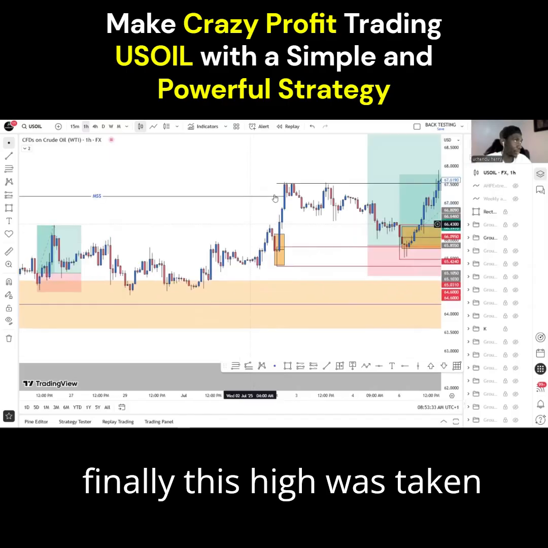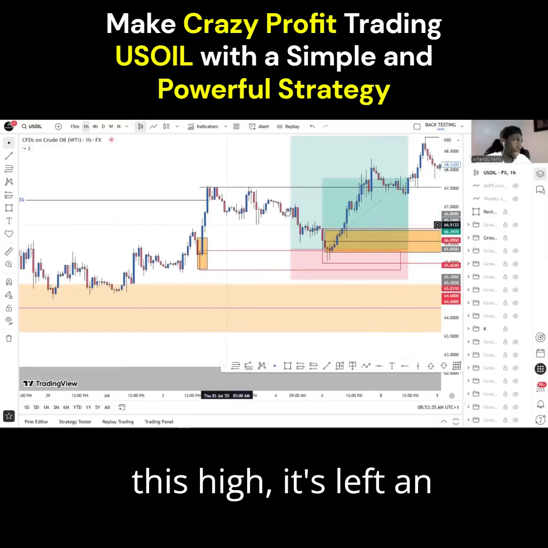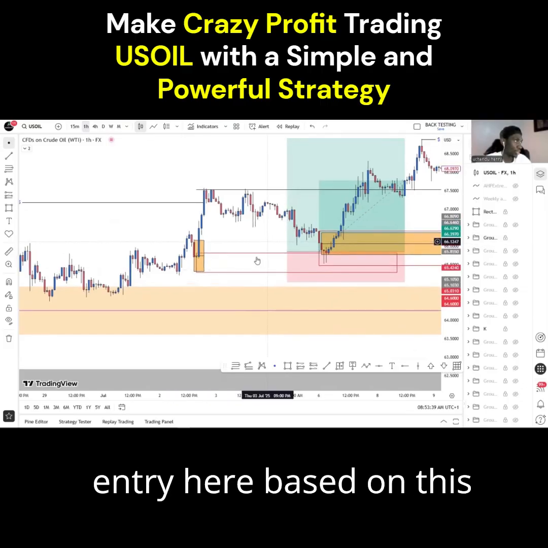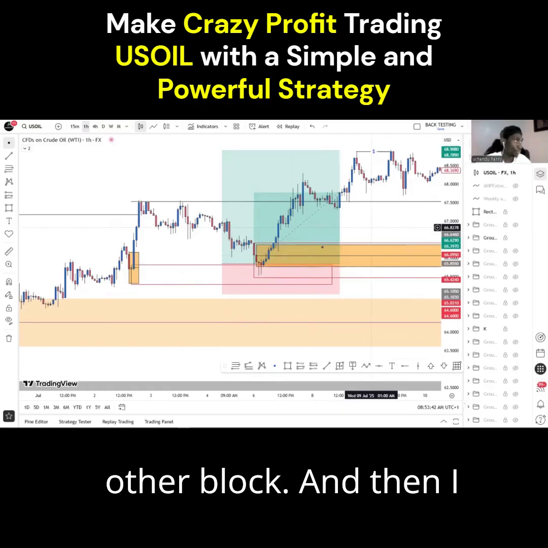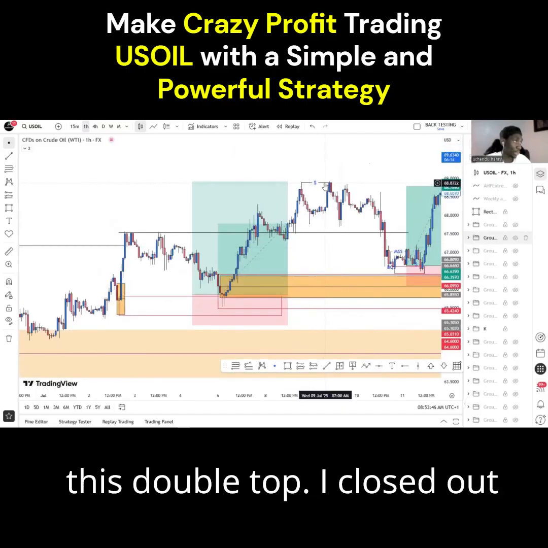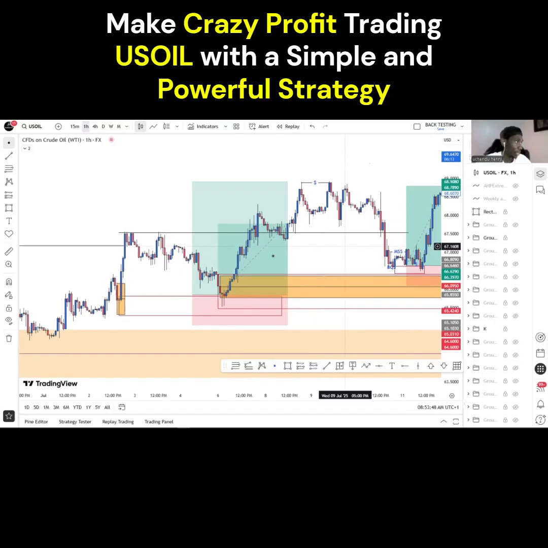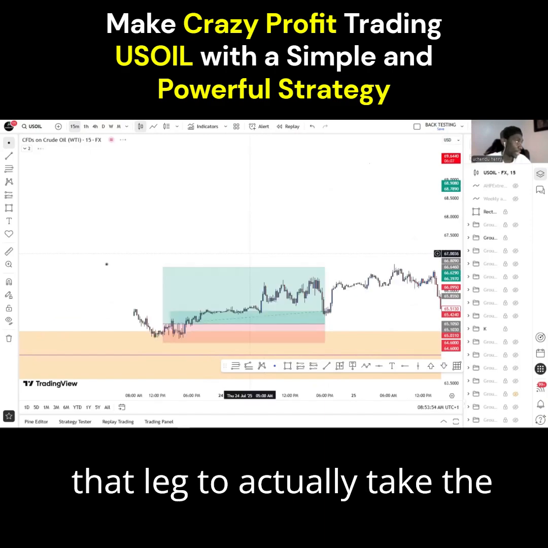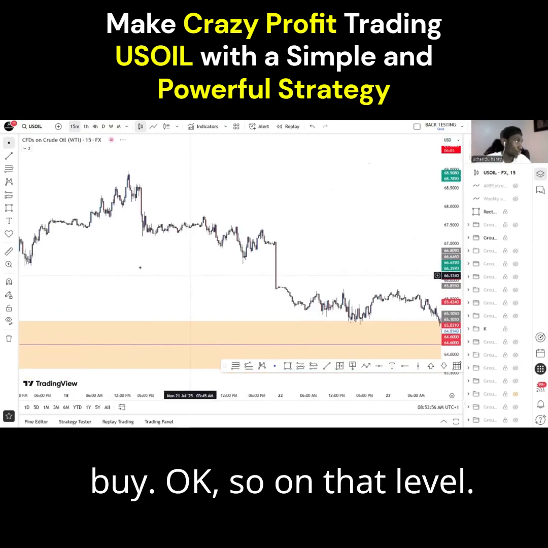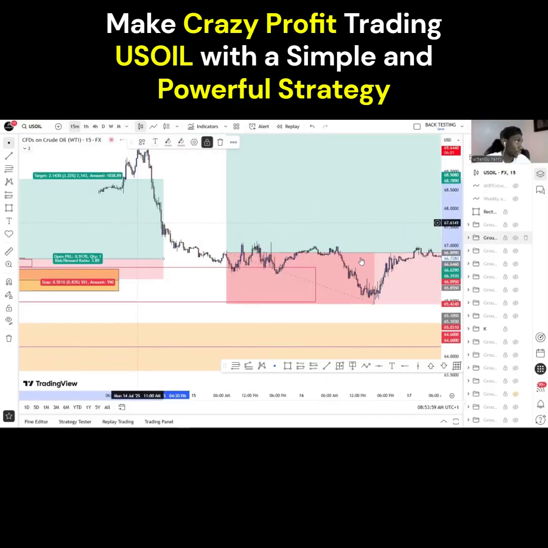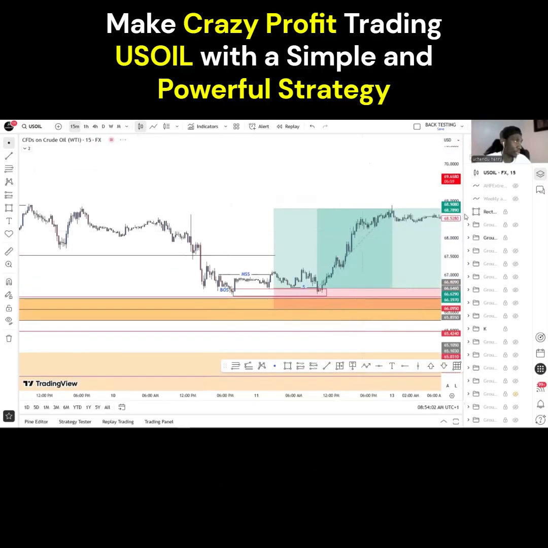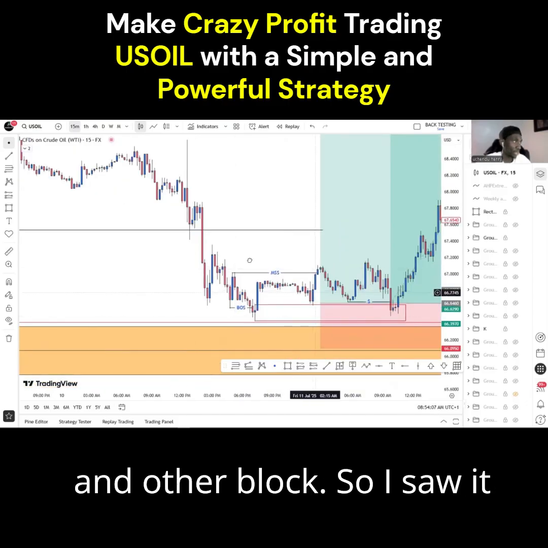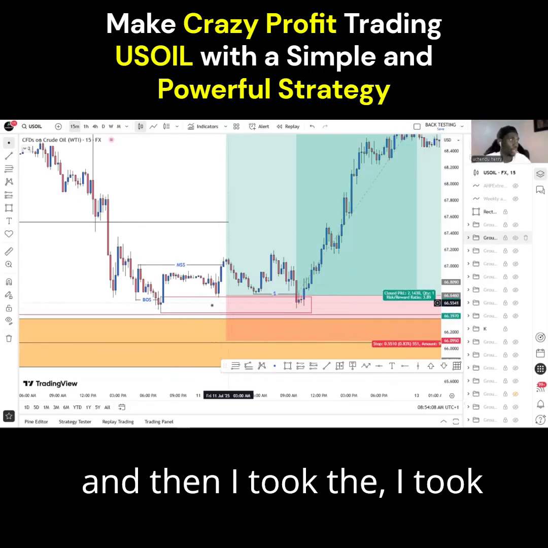So finally, this high was taken out. When price took out this high, it left an imbalance and an order block below. So I took another entry here based on this order block, and then I closed out here when we had this double top and this liquidity. Price came back again into this level, so I started to wait for a structure shift on that leg to take the buy. On that level, I saw a structure shift here. I saw one of our entry models, which is a break of structure, market structure shift, inducement liquidity, and order block. So I saw it and then I took the buy.